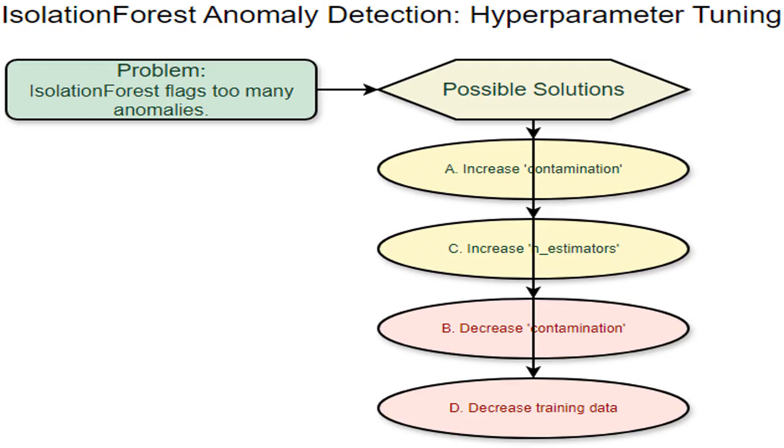I'm focusing on how the hyperparameters, specifically contamination and n_estimators, affect IsolationForest's performance in anomaly detection. The goal is to understand how to tune them to get accurate results. Think of contamination as your guess of how many anomalies are present, and n_estimators as the number of trees in your forest to make that guess more robust.